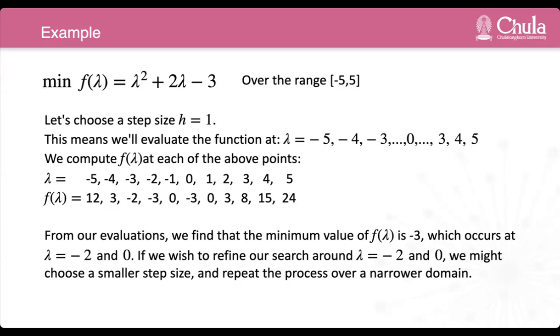We choose the step size of h equal 1. So we find the area of interest, the length, the interval of interest, and then compute f lambda. Of course, you can work with 2 points only, but this one is fixed step size, and then we work with multiple points.